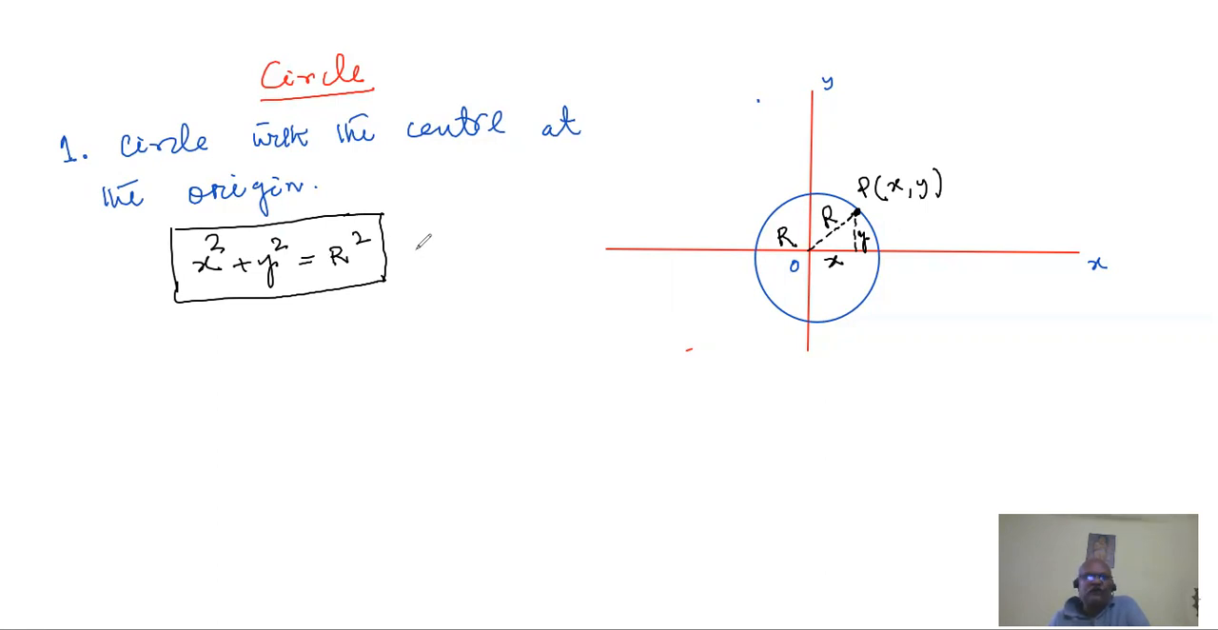Equation of a circle is very straightforward. And x square plus y square equal to r square is the equation of the circle whose center is at the origin and the circle is having a radius r.